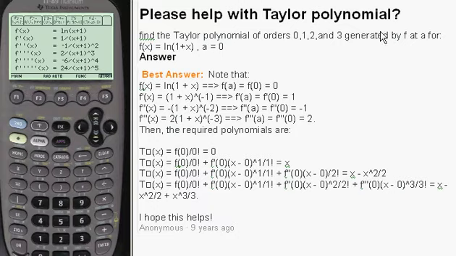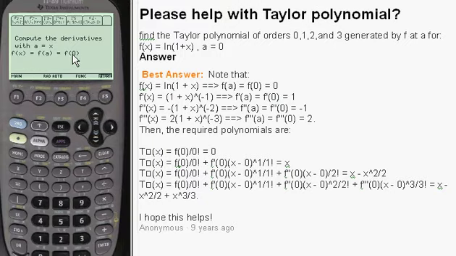Now the problem is asking for only the 0 to 3. So here's where you would end up on your sheet on this problem. So we've done the derivatives. Now we're going to compute the derivatives at a equals 0, or f of a equals f of 0, all right? So now we're going to take 0 and plug it into every one of these derivatives. For instance, here's log of 1 plus 0, which is log of 1, and that is 0, okay?